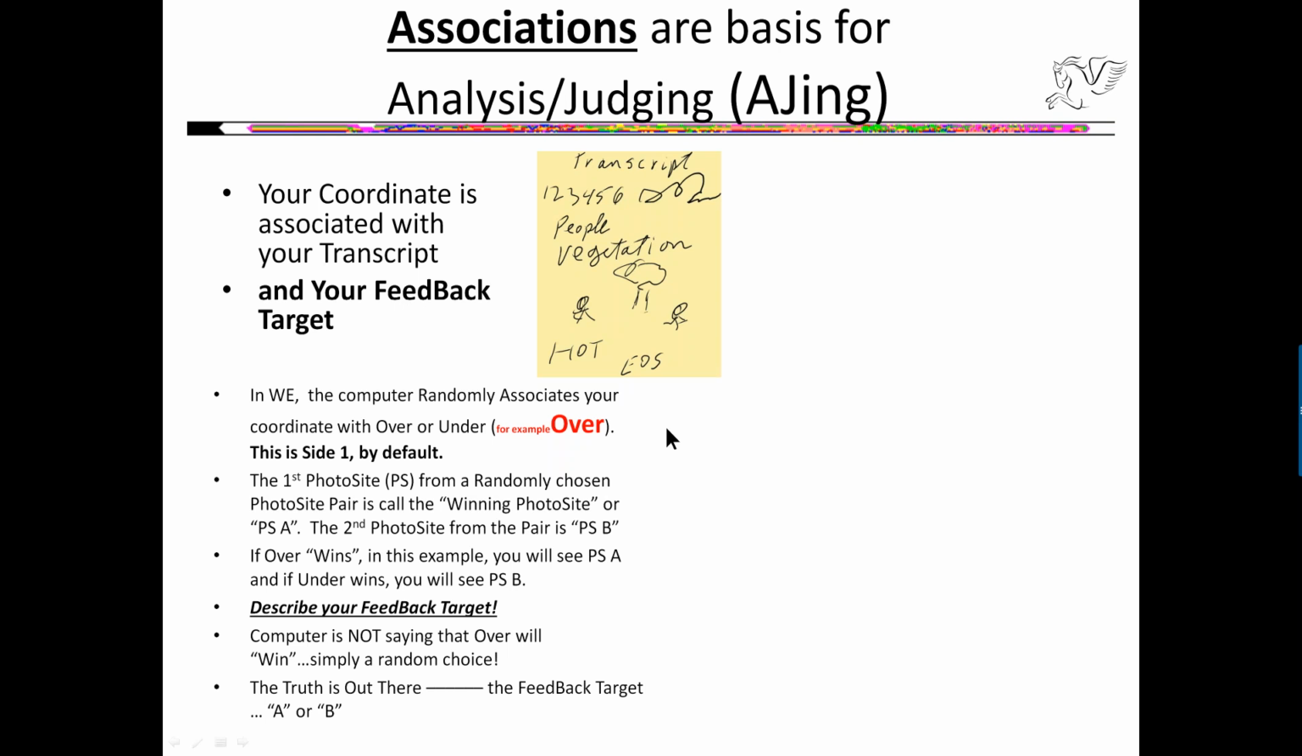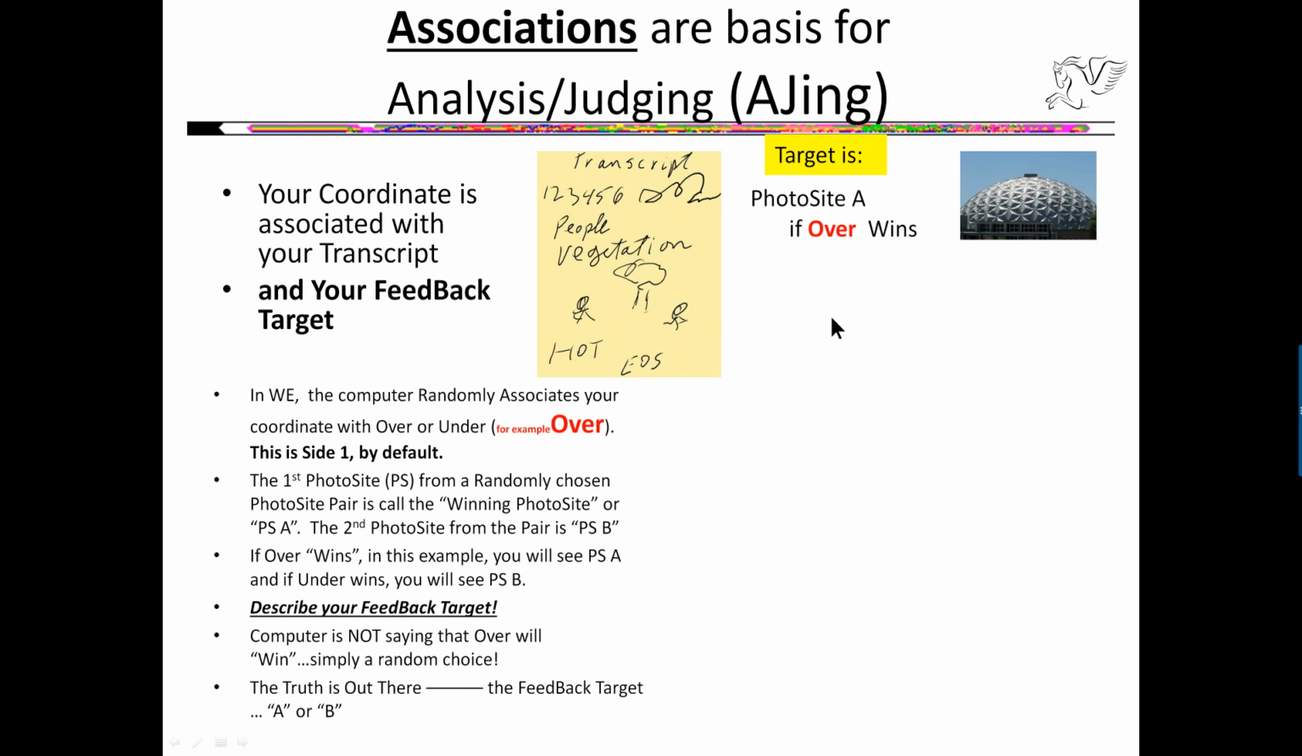So this is the same as before. Now, what is the target? The target is photo site A if over wins. And that's independent of how you judge it. So if we go back to judging time, you look at this comparison and you would probably not judge it real well. No vegetation. I don't see people at all. It can't be verified. It might be empty in there. Yeah, maybe I would give a 1 to this, a little credit, but that's about all.